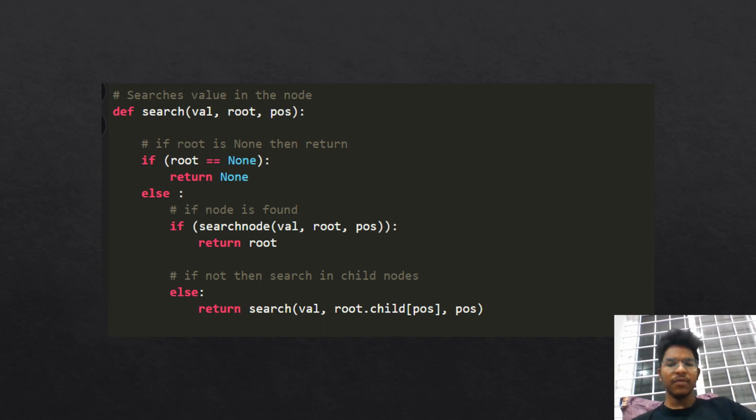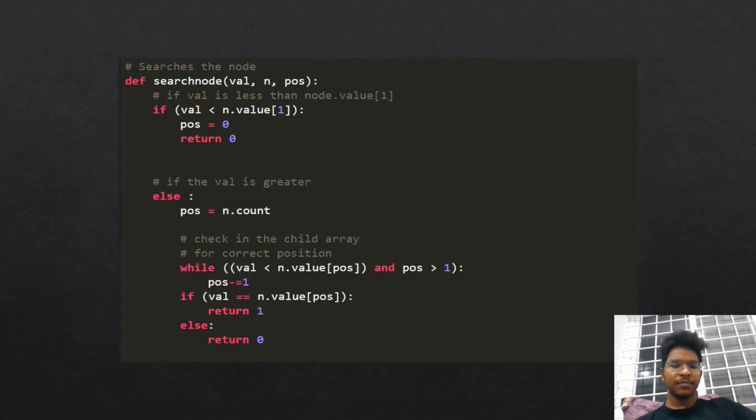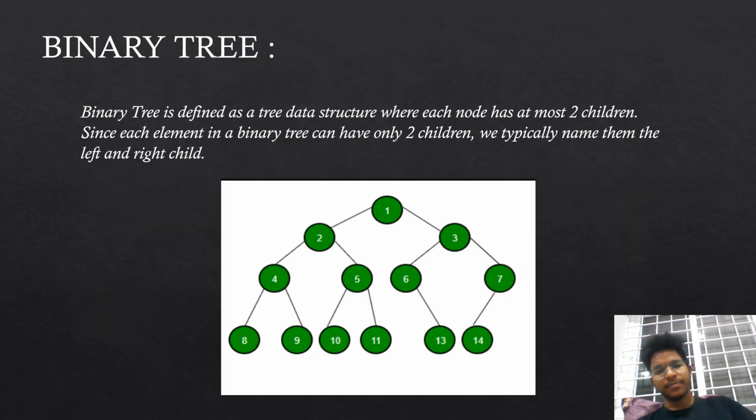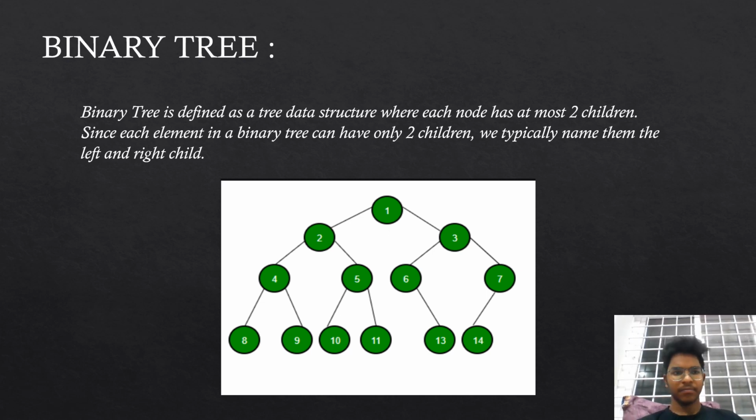And here is the code to search for the value, given the root and position. Continuation of the code. And now let's talk about binary trees.